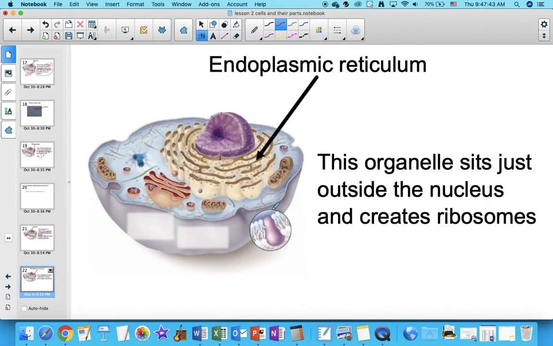The endoplasmic reticulum, big word, the endoplasmic reticulum. This organelle sits just outside the nucleus. So you have your nucleus here, holding all the DNA, and you have this sort of fanning out organelle here. Well, that is the endoplasmic reticulum, and its job is it makes ribosomes. It's more complicated than that, but we'll leave it at that. That's it.